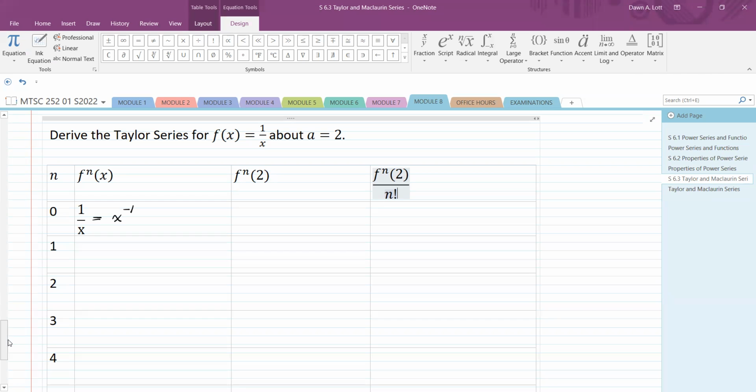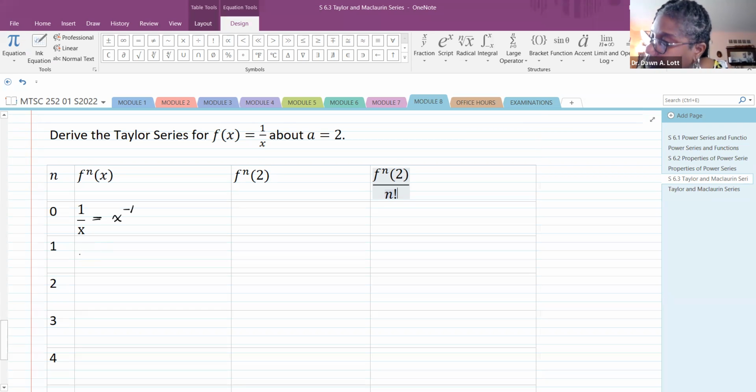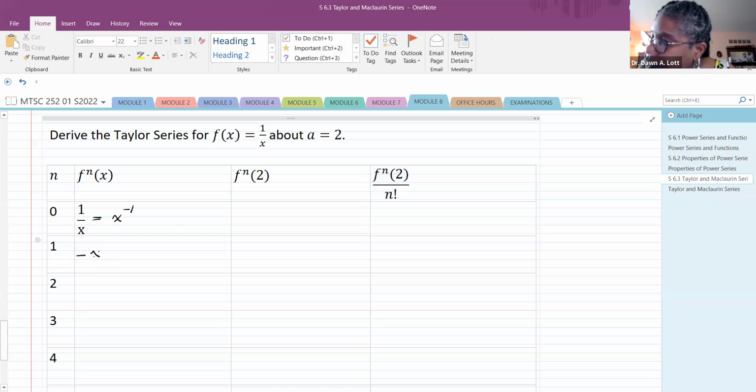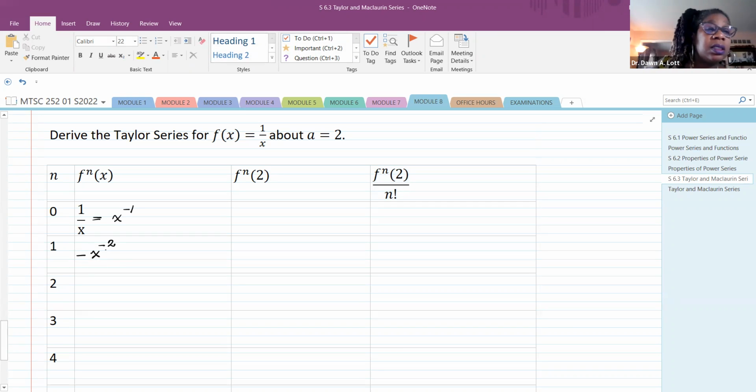Is it negative 1 x? Okay, so it's going to be negative 1 x to the negative 2, because we're going to subtract 1 from the exponent. So that was a good start. Thank you. That was a minus 1 over x squared. Okay, any questions?